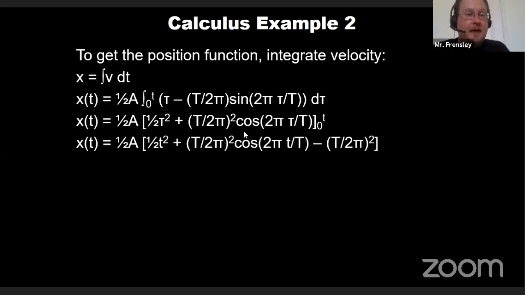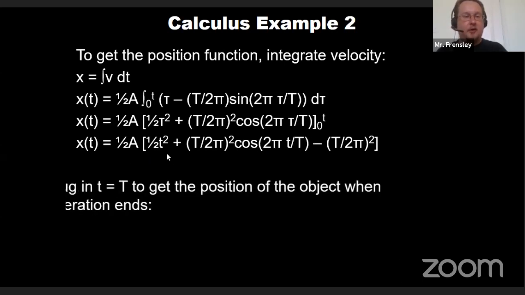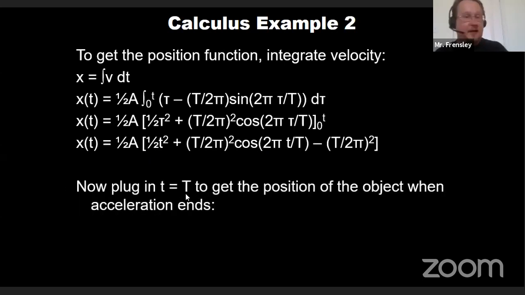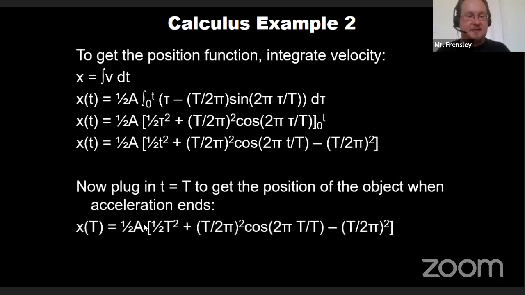Okay, so let's plug in 0. If I plug in 0, watch out. If you plug in 0, then cosine is going to give you this T over 2 pi squared. That's the result of plugging in 0. That's the fundamental theorem of calculus. This is the result of plugging in lowercase t. Okay, all good. So then if we plug in capital T for lowercase t when the acceleration ceases, you get all this stuff.